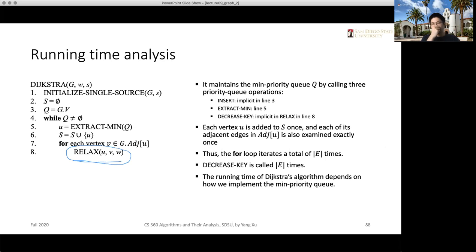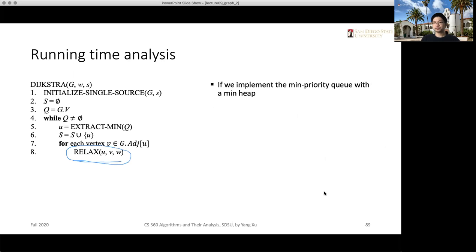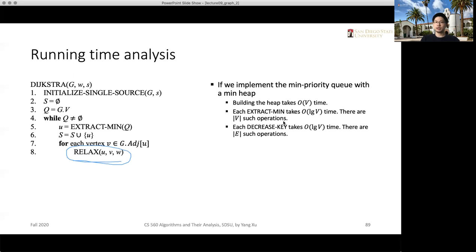So if we implement the minimum priority queue using a minimal heap, right? Remember we can use a heap to implement a minimal priority queue. If it is that case, then building the heap will take linear time, big O of V, and each basic operation will take big O of logarithm of V, okay? And the extract min will take V times logarithm of V. Okay, so each decrease key operation will also take logarithm of V time, and there are E such operations.